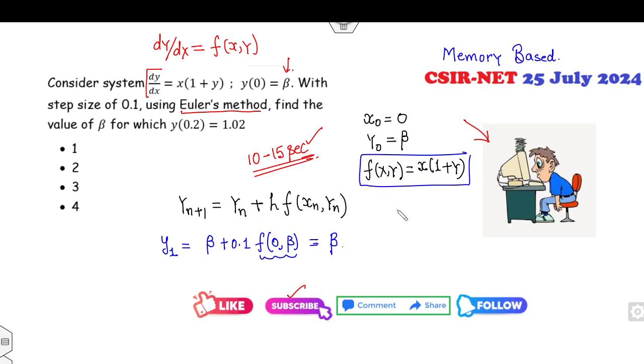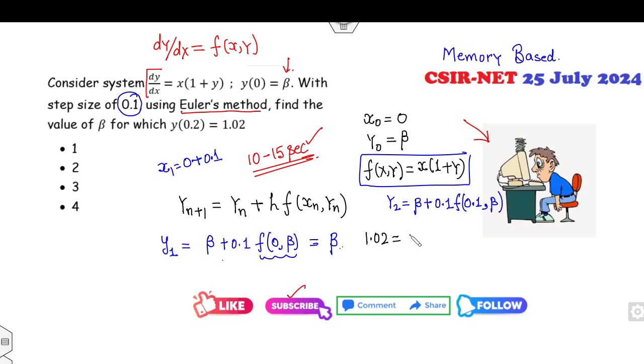Then what is the value of y2? y2 is y1 plus h times f of x1. What is the value of x1? Because the step size is 0.1, x1 is 0 plus 0.1. So that is f of 0.1 comma beta. What is y1? y1 is beta. Now you can substitute this value.